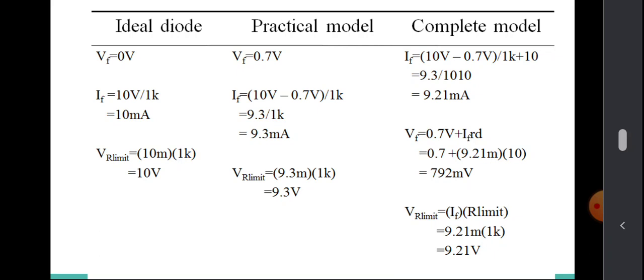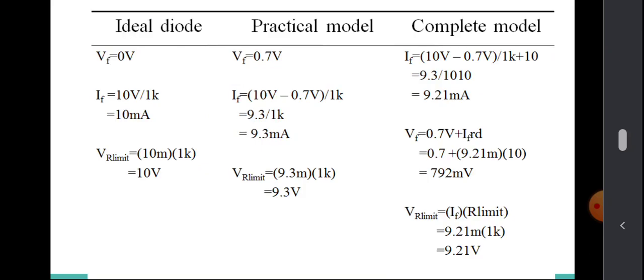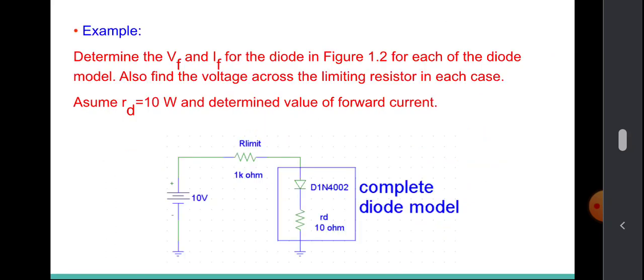And in the practical model, 0.7 volts, meaning that is a silicon diode. When we use a silicon diode, the voltage is 0.7, the current is 9.3 milliamp. In the complete model, the forward current is 9.21 milliamp and the voltage is 792 millivolt. In the complete model, we use the whole figure with the two resistances and a diode with the supply.